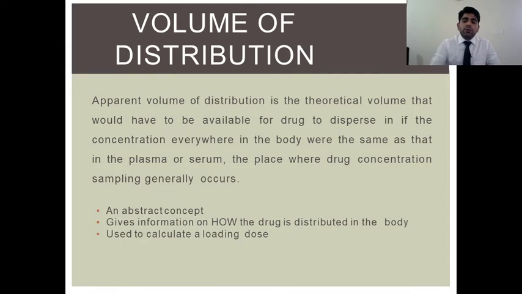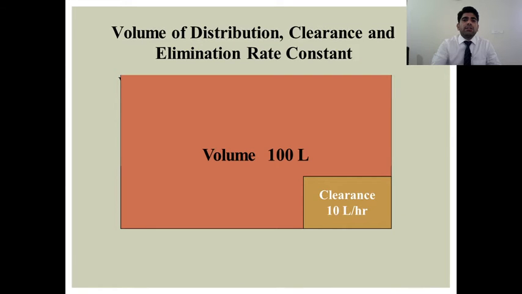Clear? So let's see next, this is a diagrammatic representation. If this red box represents a single compartment of the body, then here the drug is in the form of red, dispersed uniformly, and the volume of distribution for this particular drug is 100 liters.